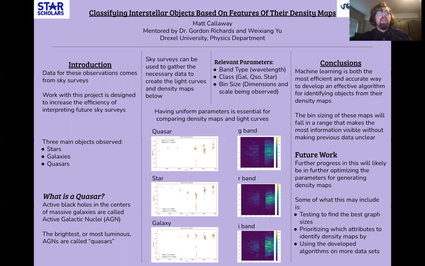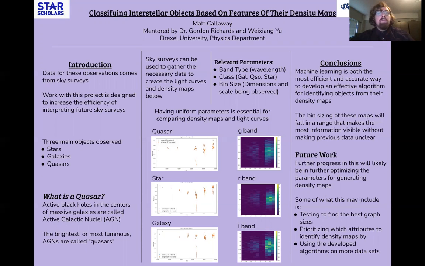Now, what I mean by observed is these are the objects that this project is aiming to get us closer to identifying. Currently, objects in the sky surveys have to be searched for and identified by humans, which isn't very efficient. A much better method is to develop an AI that can identify objects itself.